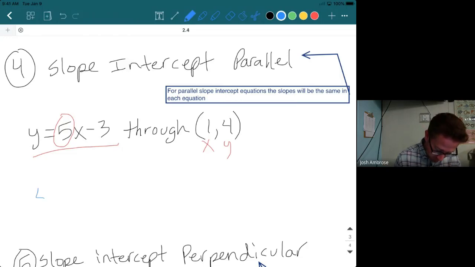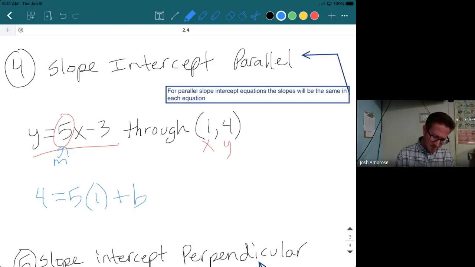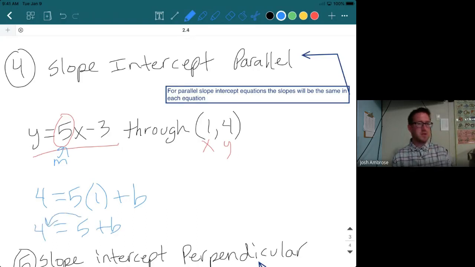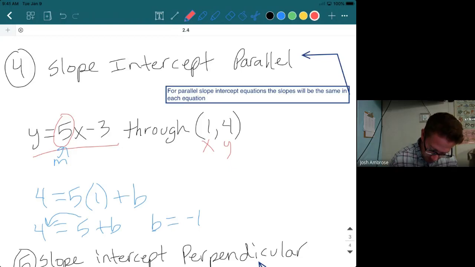We have 4 equals, we know that this is our m value right there, so 5. Our x value was given with the point. Now we have to figure out what is b. 5 times 1, that's 5, plus b equals 4. Got to move that 5 over, so you're really going to get 4 minus 5, meaning b equals negative 1. Now put it all back together in the form of an equation, and you get y equals 5x minus 1.